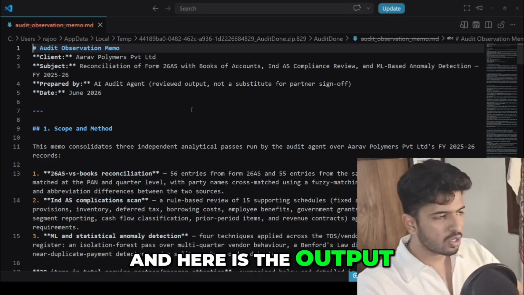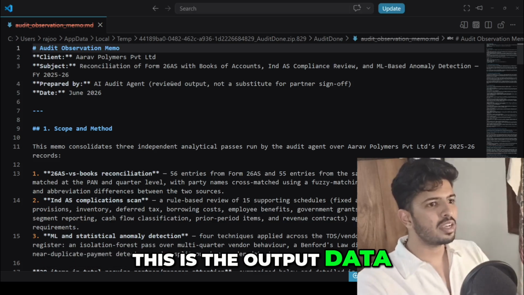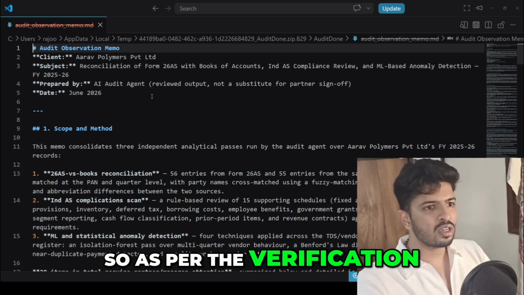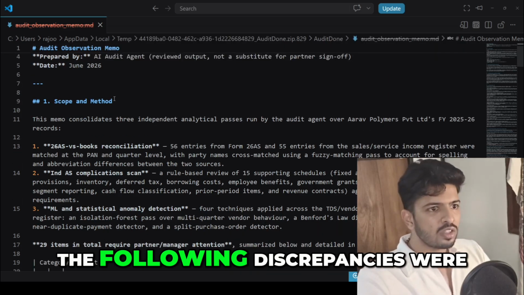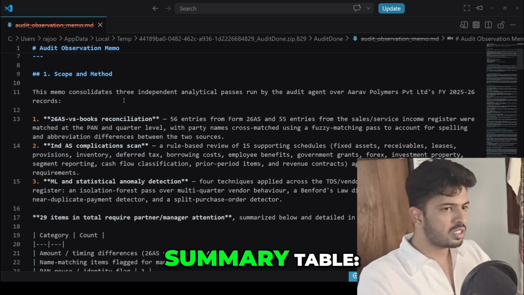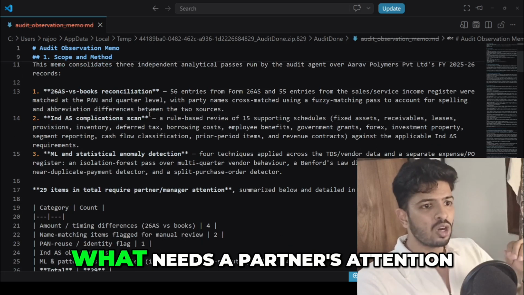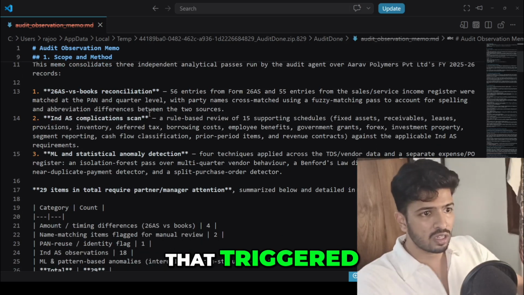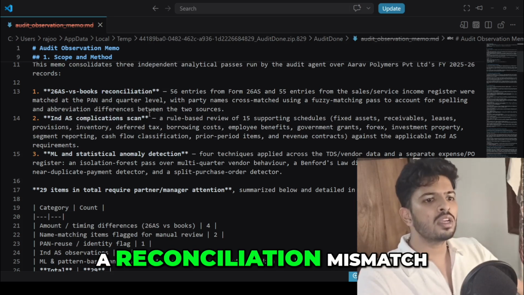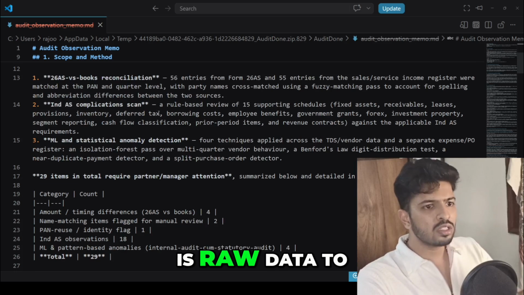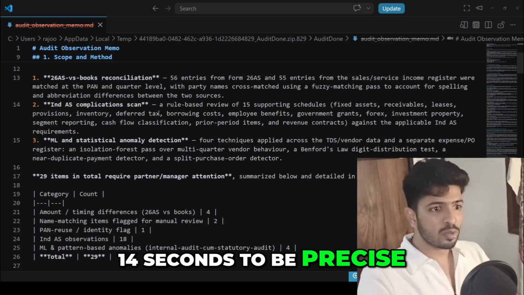And here is the output. Of all the agentic background work that has happened, this is the output data. As per the verification of Form 26AS with the books of accounts for FY 25-26, the following discrepancies were noted. Summary table, every finding, everything is grouped. Conclusion ranking: what needs a partner's attention first, starting with the vendor that triggered Benford's Law or any other ML algorithm check, and showed up in a reconciliation mismatch. This entire memo went from raw data to formatted output in under 15 seconds. 14 seconds to be precise.